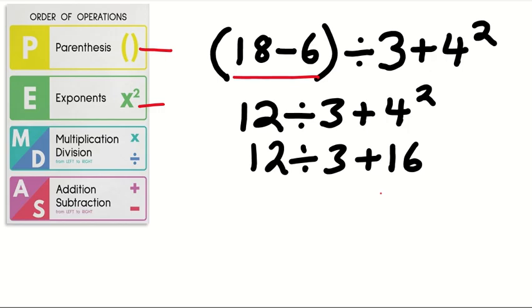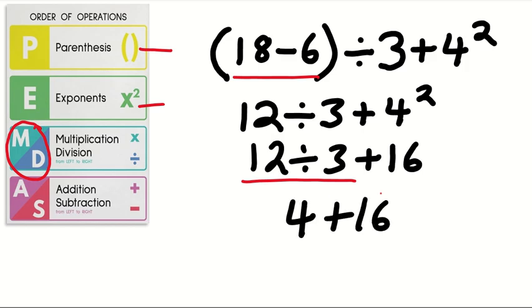Okay, now that we got the exponents out of the way, we have to deal with multiplication and division. Well, we do have division right here, so we know we've got to do that first. 12 divided by 3 is going to be 4. And that leaves us just our addition, which is our last step, which is 4 plus 16. And we know that 4 plus 16 is 20.